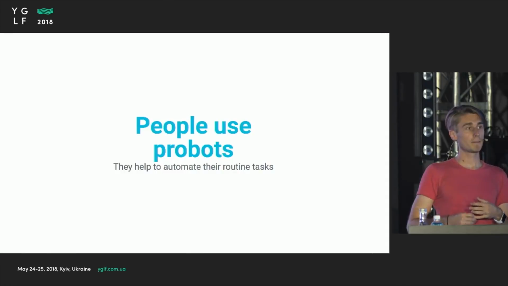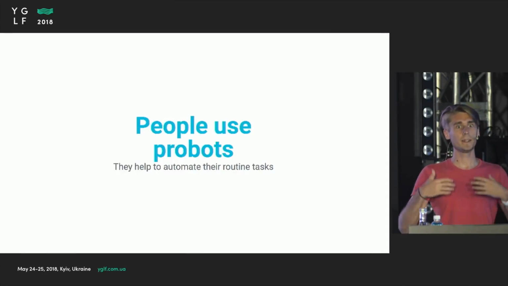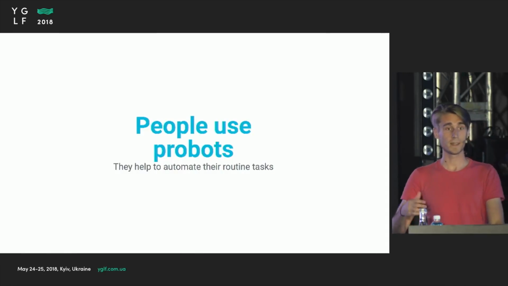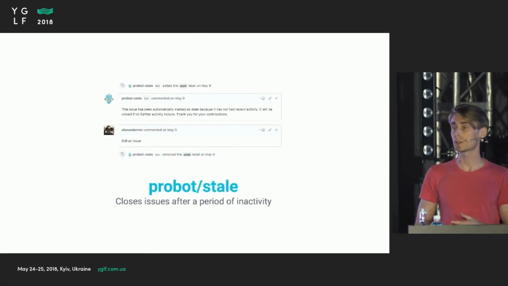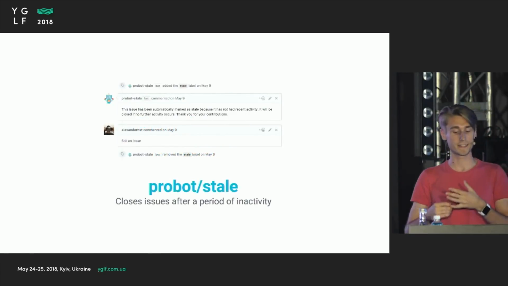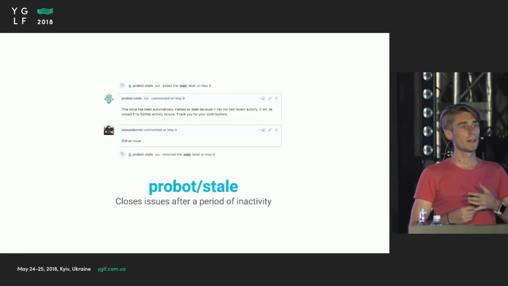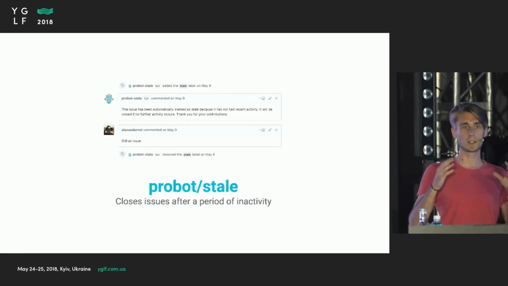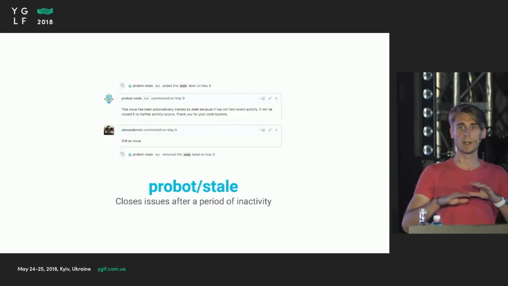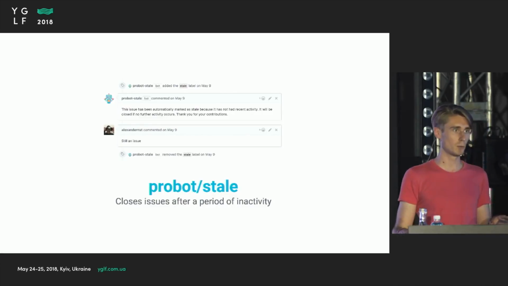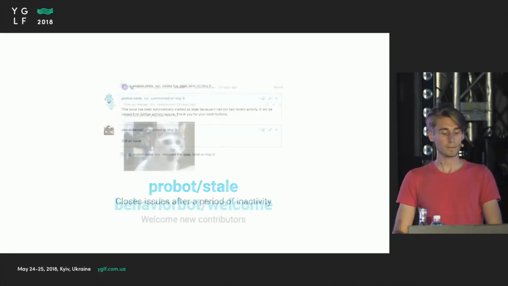And people actually use Probots. They automate their daily work and save a lot of time. For example, the most popular one is Probot stale. The stale bot closes an issue after some period of inactivity, like when no one comments under this issue, it's not relevant anymore, so we close it.